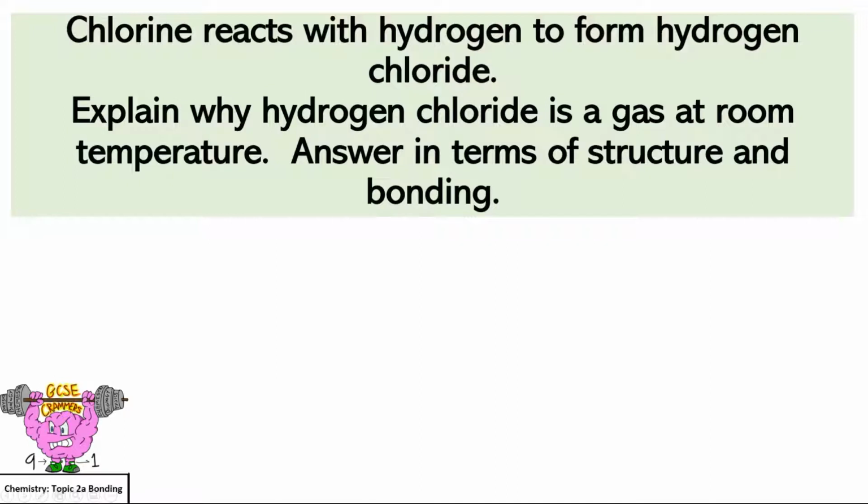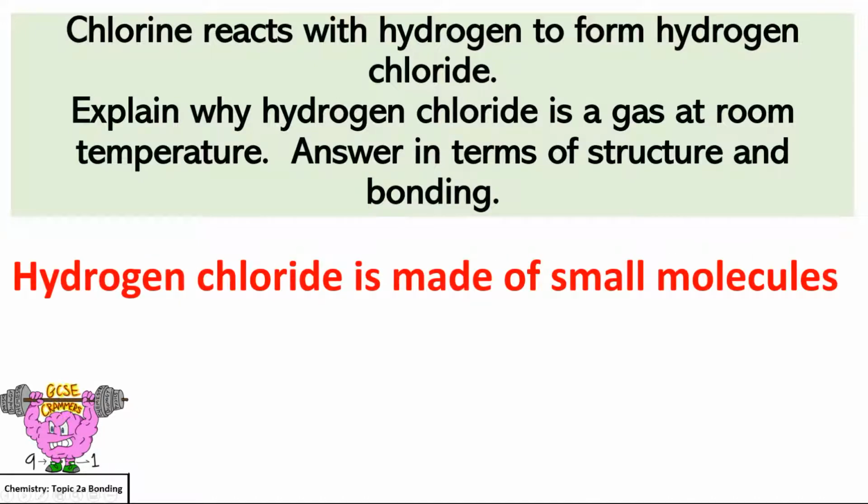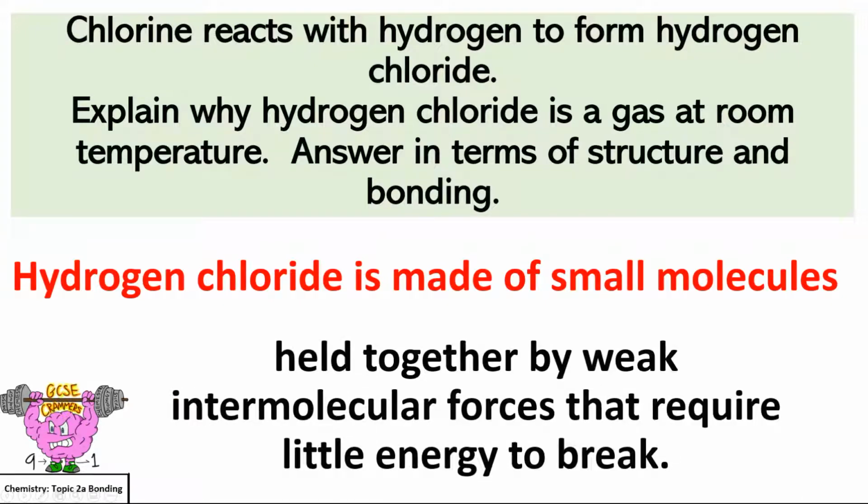Chlorine reacts with hydrogen to form hydrogen chloride. Explain why hydrogen chloride is a gas at room temperature. Answer in terms of structure and bonding. Hydrogen chloride is made up of small molecules, held together by weak intermolecular forces that require little energy to break.